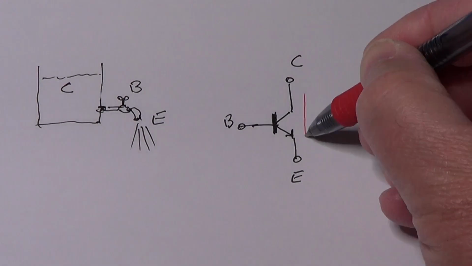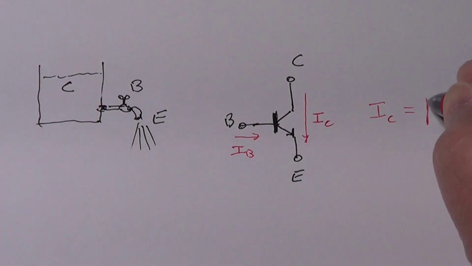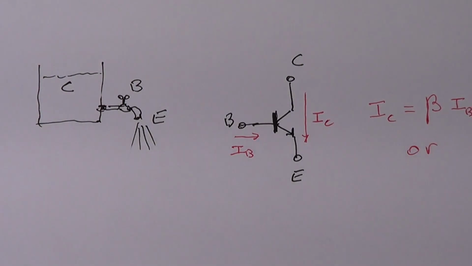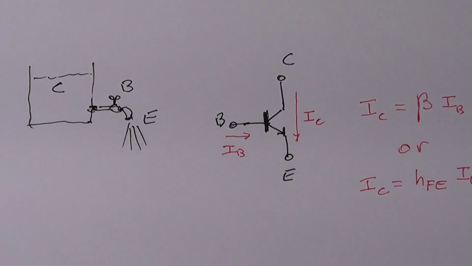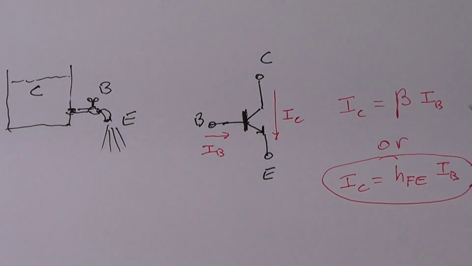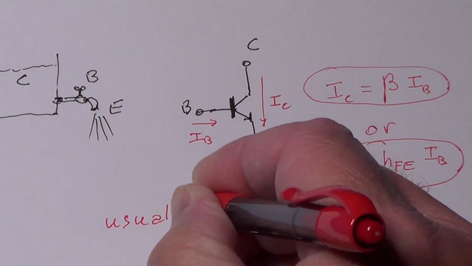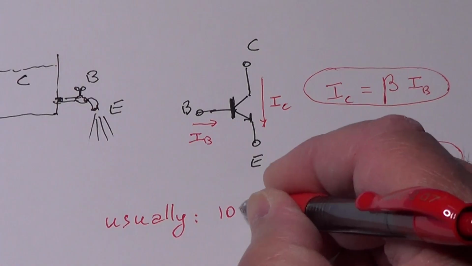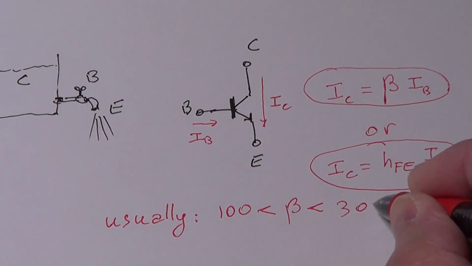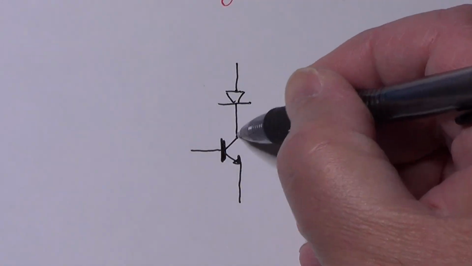The current flowing through the collector, which we call IC, is directly proportional to the current entering the base, which we call IB, multiplied by a gain factor usually called beta or HFE. Usually, this multiplier is anywhere in between 100 and 300, depending on the transistor type, and it can go also below or above. Let's build a very simple circuit using this transistor and an LED.